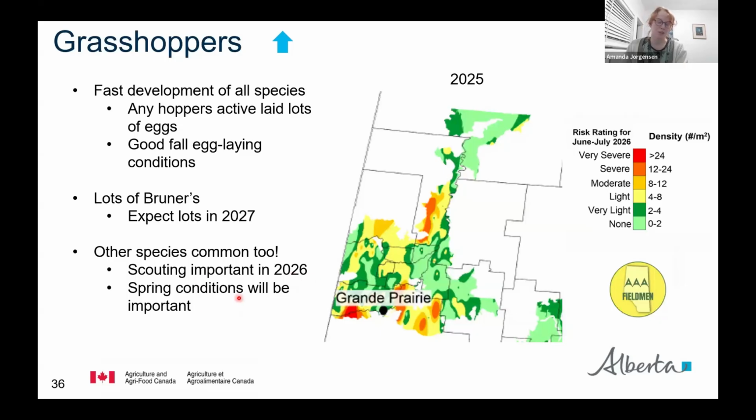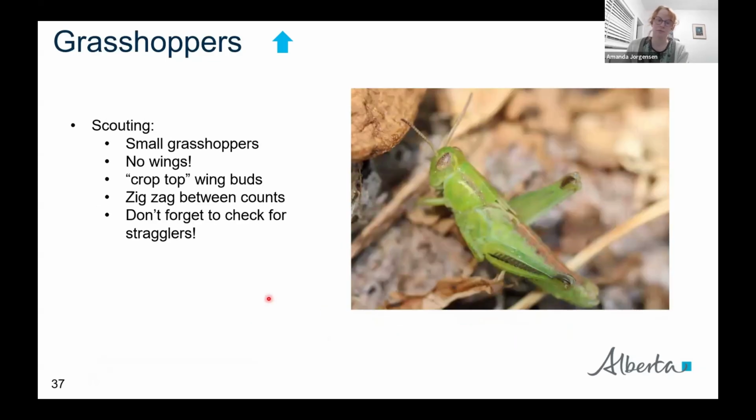And those spring conditions are going to be really important for determining how much of an issue those grasshoppers that are emerging are. When you're out doing that scouting, our survey takes a look at the numbers of adult grasshoppers because they're the ones laying eggs. But for making any economic decisions, those smaller grasshoppers really are your target. So we've got a nymphal two-striped here. You can tell that he's still a nymph and not fully grown by his little crop top wings.